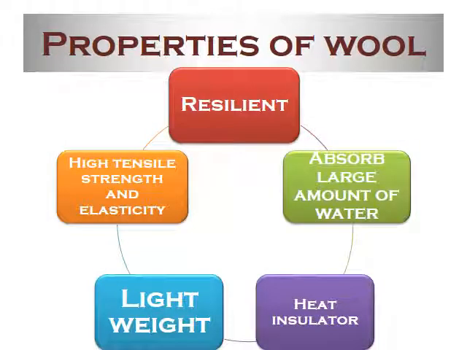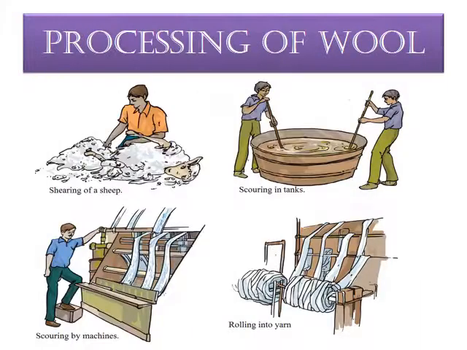Wool is resilient. It has high tensile strength and elasticity. It can absorb a large amount of water. It is light in weight and it acts as a heat insulator. So these are various properties of wool. Processing of wool involves various steps like shearing, scouring, carding, and rolling into yarn. So we will discuss all these steps one by one.